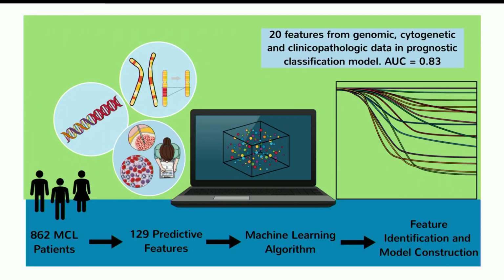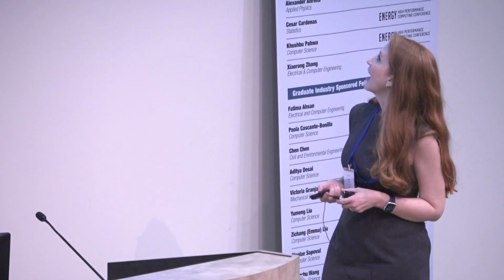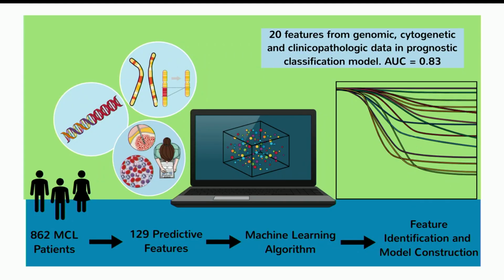So this is a visual abstract of my project in mantle cell lymphoma. We had 862 mantle cell lymphoma patients who were diagnosed at MD Anderson from the years 2014 to 2022. We extracted 129 predictive features from various modalities. We used a machine learning algorithm to accurately predict indolent versus aggressive disease, and with a pretty good degree, our AUC was 0.83. So this is just a broad overview.